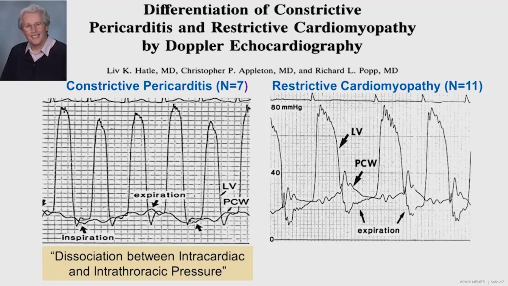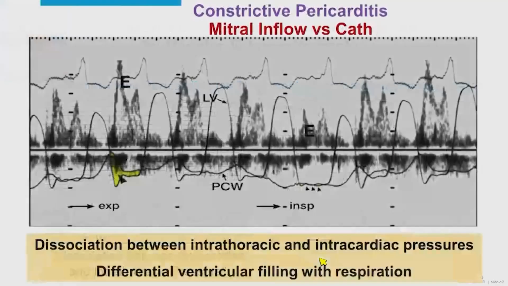and that pressure change is transmitted equally fully to the left ventricle or intracardiac cavity, so the LV diastolic pressure also falls, so that the driving pressure gradient to the left side chamber does not change whether inspiration or expiration. But in patients with constriction, there's a dissociation between the intracardiac and intrathoracic pressure. Let me just show you that a little more clearly on the next slide.